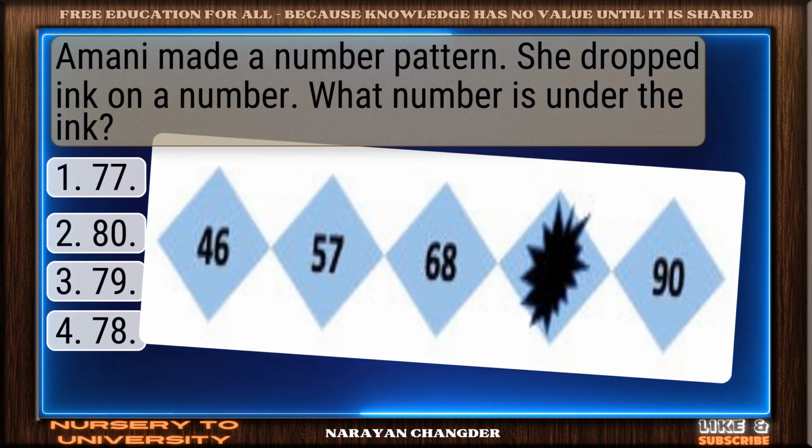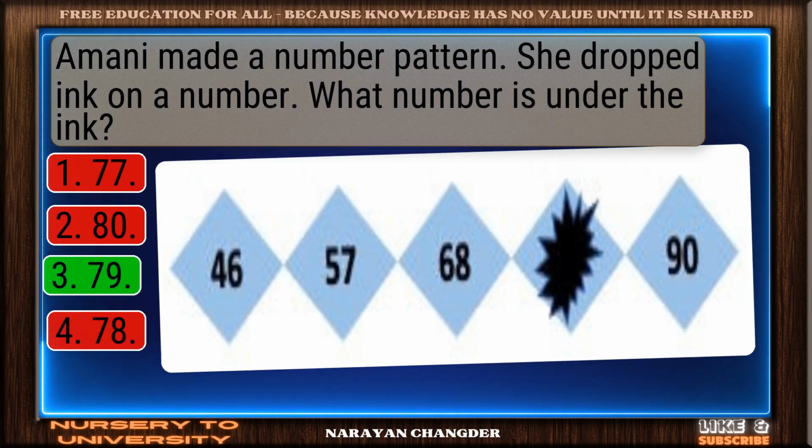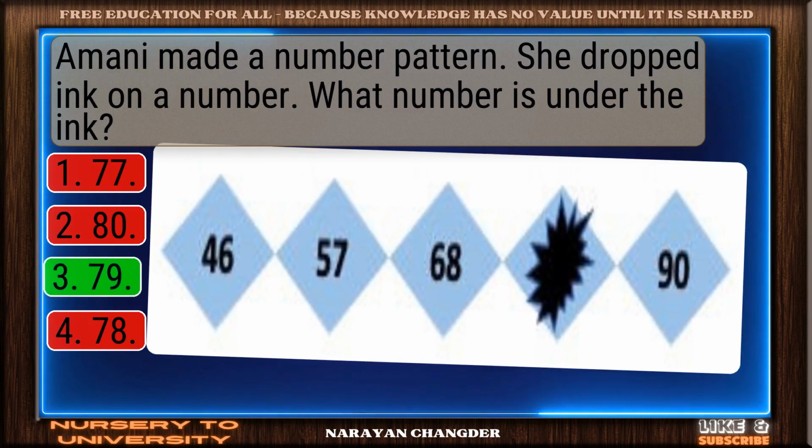Amani made a number pattern. She dropped ink on a number. What number is under the ink? Great job. 79 is the accurate answer.